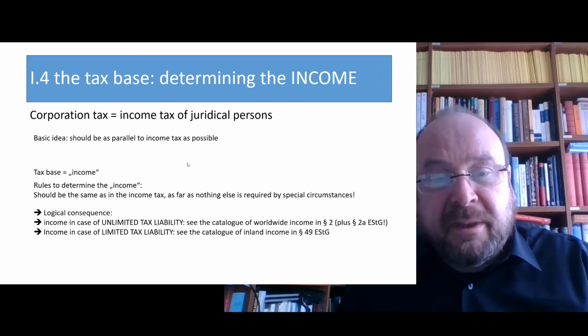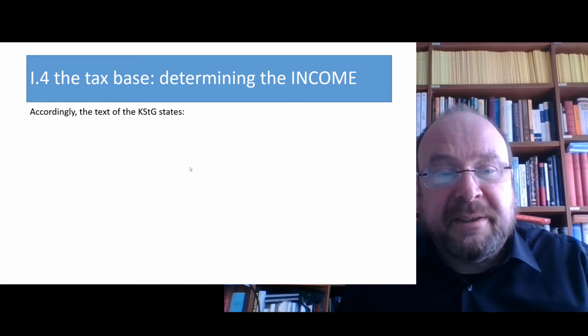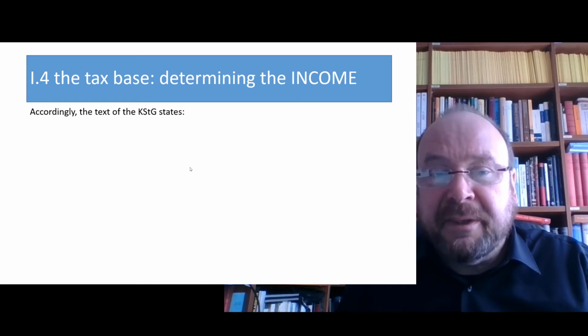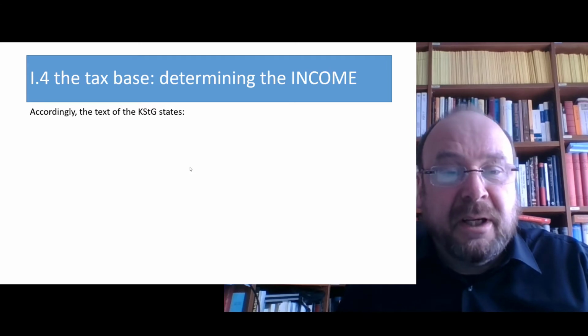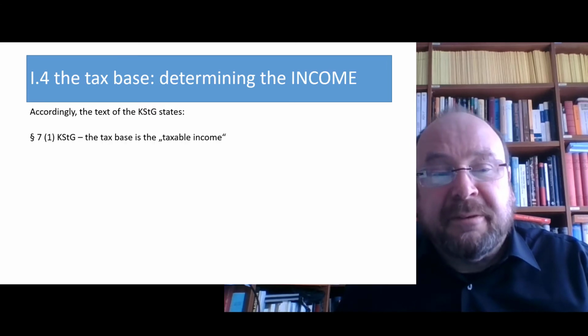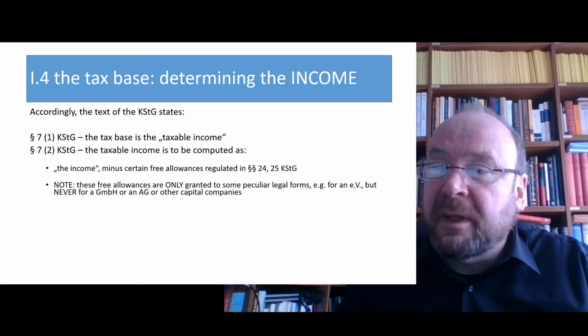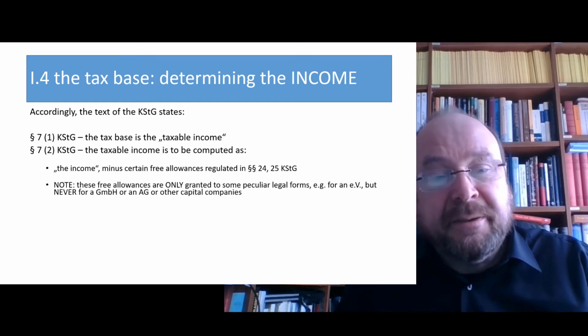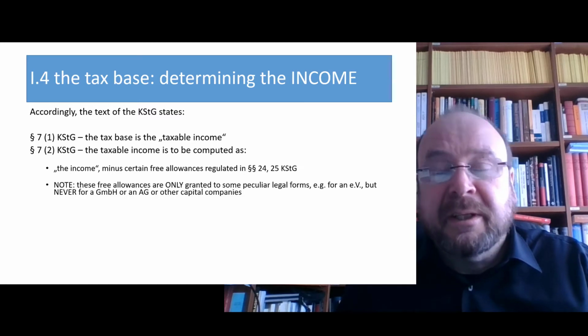Now, naturally, this is what we think should be, but we need a legal basis for it. Accordingly, the text of the KSTG really confirms our suspicion how it should be done. Paragraph 7.1 says the tax base is the taxable income. Paragraph 7.2 says the taxable income is the income minus certain tax-free allowances, which are regulated in paragraphs 24 and 25.